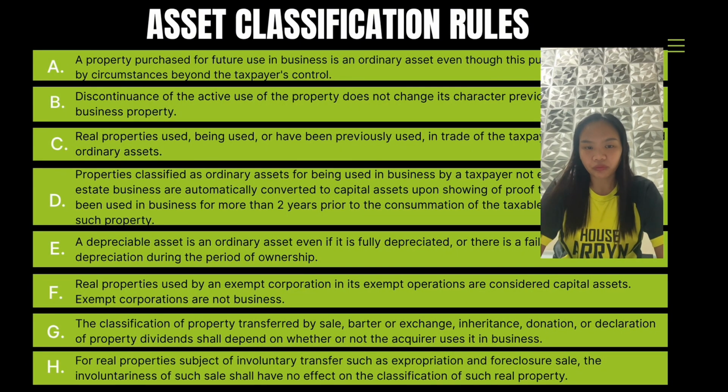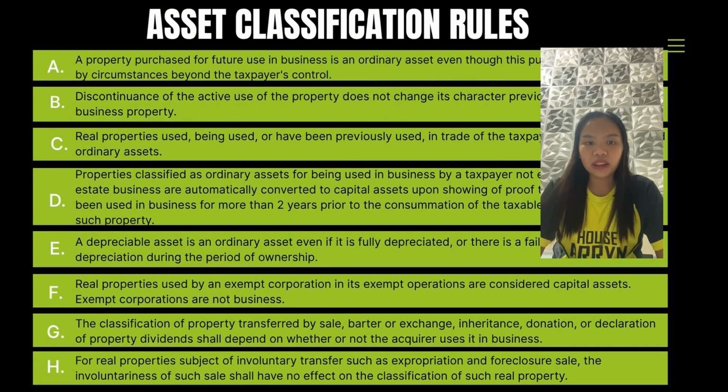Key rules. A. Intended use. A property purchased for future business use remains an ordinary asset even if the purpose is later thwarted by circumstances beyond the taxpayer's control. Second is discontinuation of use. Discontinuing the active use of a property doesn't change its classification as an ordinary asset. Previously used. Property previously used in trade or business by a taxpayer is considered an ordinary asset.